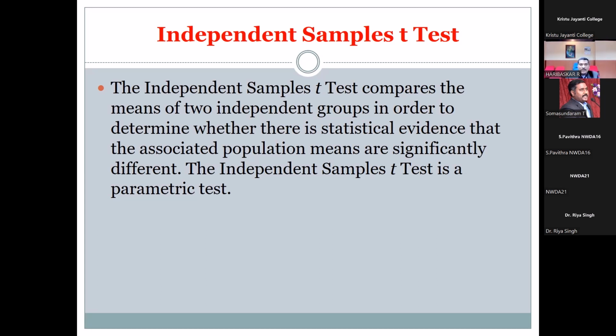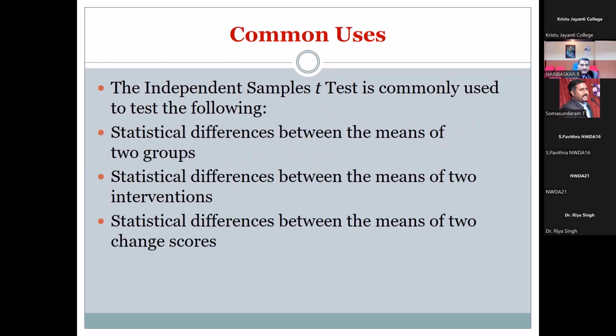So like that, we are able to make interpretation. So based on which test we are taking, the interpretation can change. Okay. So here, we can use the independent sample test under these circumstances: statistical differences between means of two groups, or statistical differences between means of two interventions, or statistical differences between the means of two change scores.